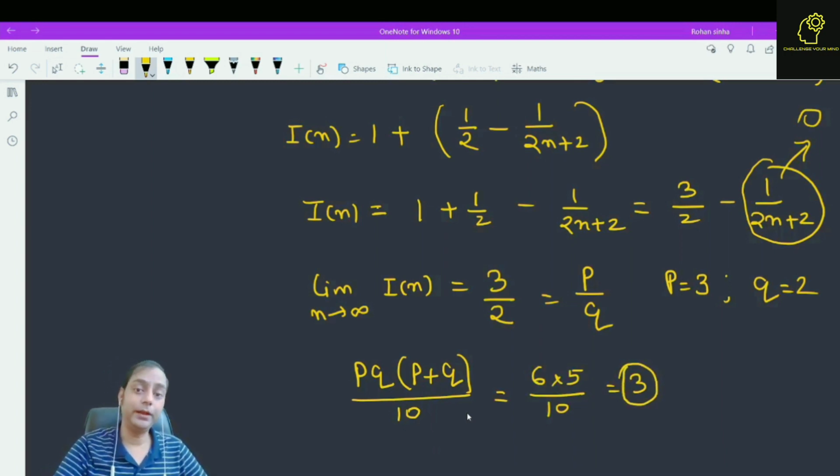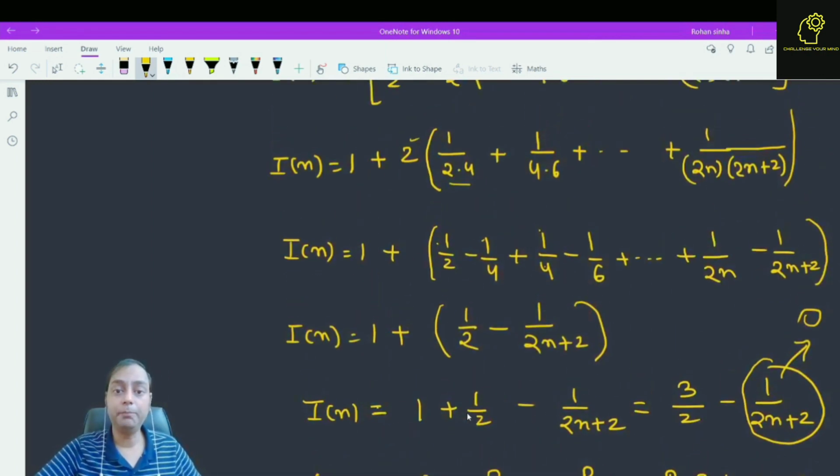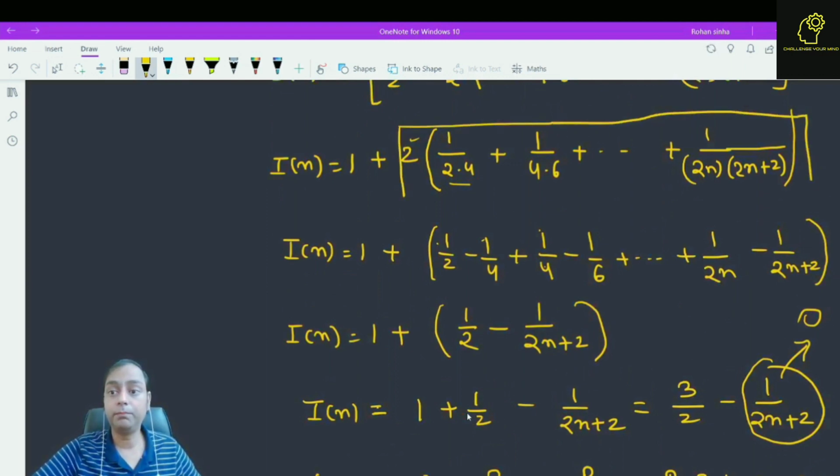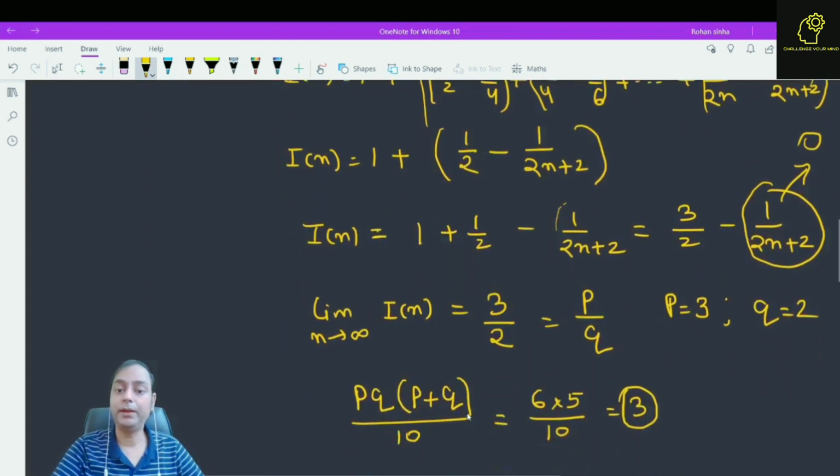Hope you understand the solution. Also understand what the critical step is here. The critical step is simply to represent 2 upon 2 into 4, 2 upon 4 into 6 in this way: 2 upon 2 into 4 is nothing but 1 by 2 minus 1 by 4, then 1 by 4 minus 1 by 6. If you calculate this, what you find is 1 by 2n minus 1 by 2n plus 2. Now, as n approaches infinity, this whole term will become 0 because of the concept of limit. So finally, we get the values of p and q, and putting in the values we find the answer.